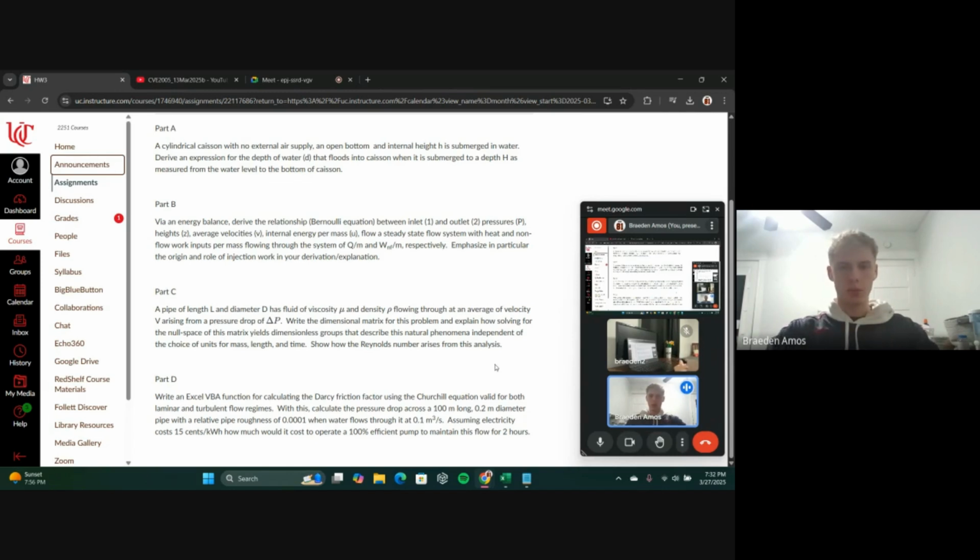With this, calculate the pressure drop across a 100 meter long, 0.2 meter diameter pipe with a relative pipe roughness of 0.0001, when water flows through it at 0.1 meters cubed per second. Assuming electricity costs 15 cents per kilowatt hour, how much would it cost to operate a 100% efficient pump to maintain this flow for 2 hours?